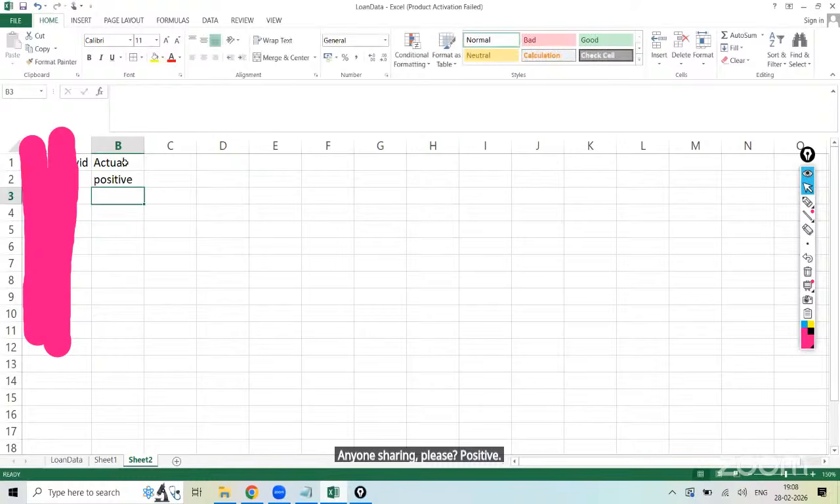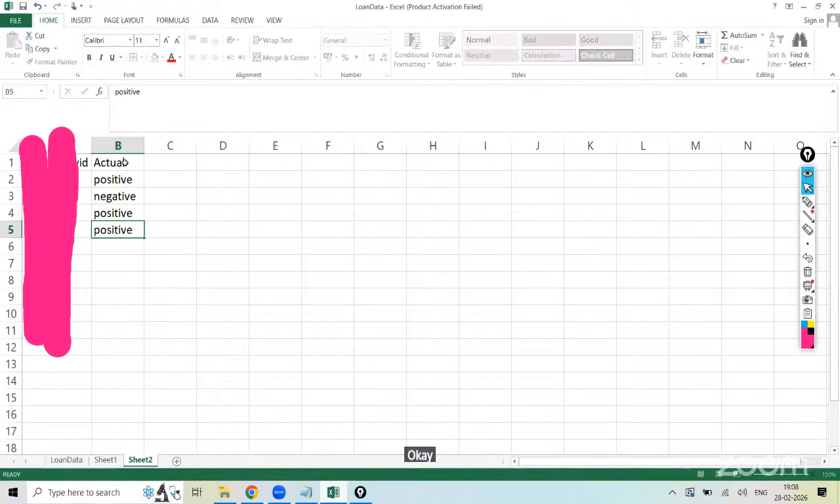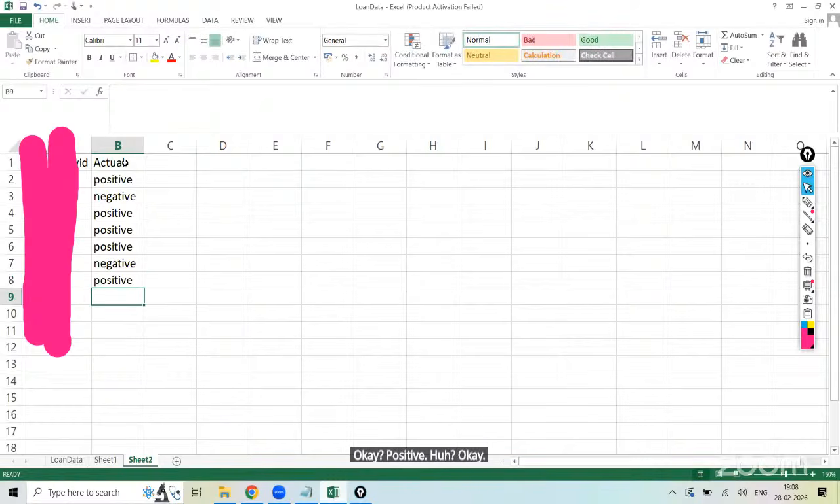Without seeing the left side, obviously you can't see, right? Negative. Okay. Positive. Okay. Negative. One more. Last. Positive. Done. Okay. This is one student.